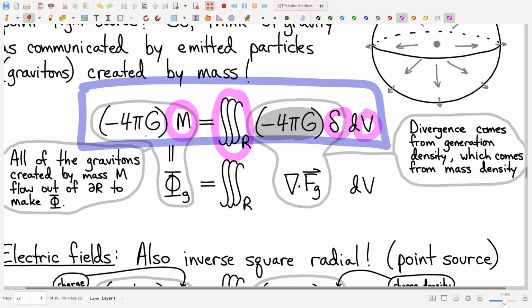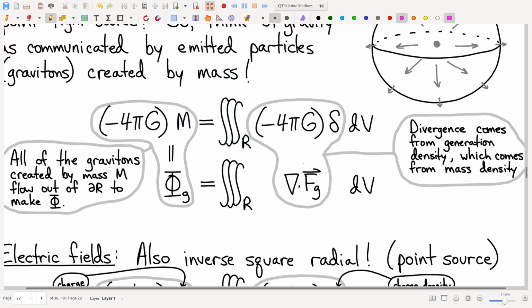Okay, next observation. Let's look at this equation. And why does this kind of track? The idea is to make a graviton argument. You see, in the top equation we have mass. And let me just remind you, we're doing a little make-believe here. We're pretending that mass generates this fluid called gravitons. And more mass, more gravitons.